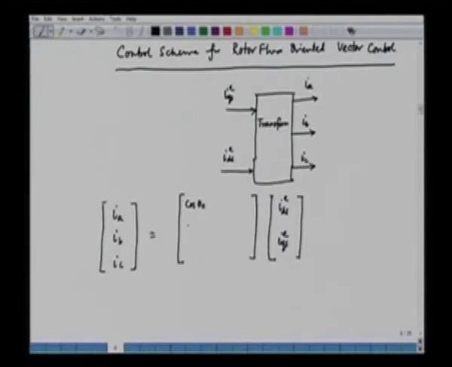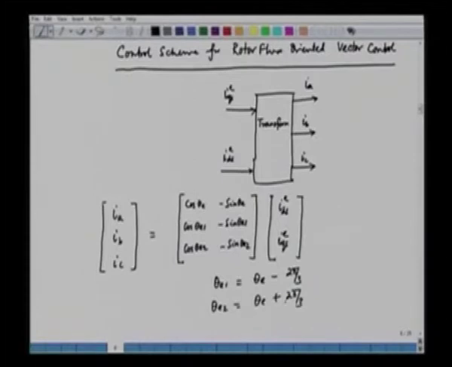This will be cos theta E, this is cos theta E1, this is cos theta E2. This is minus of sin theta E, minus of sin theta E1, minus of sin theta E2, where theta E1 is equal to theta E minus 2 pi by 3, and theta E2 is equal to theta E plus 2 pi by 3. So this is a transformation that will transform IDS and IQS into IA, IB, IC.